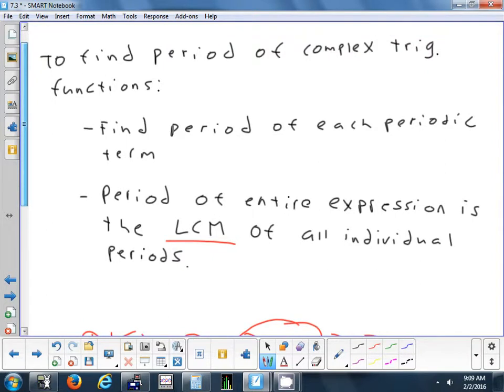Okay, so any question on that idea? And 2 pi is going to come up a lot. For most of the problems we do, that is the answer, but it's not always guaranteed that that's the answer. Does everybody have that? So just find the LCM.